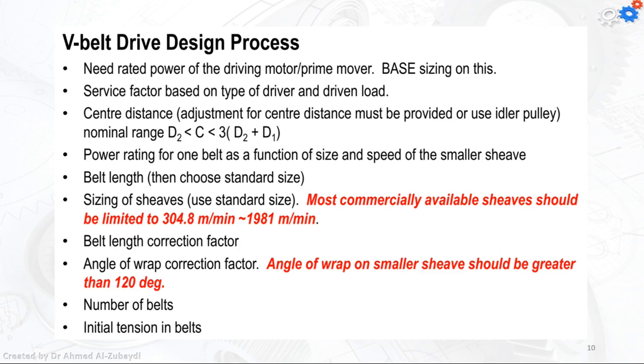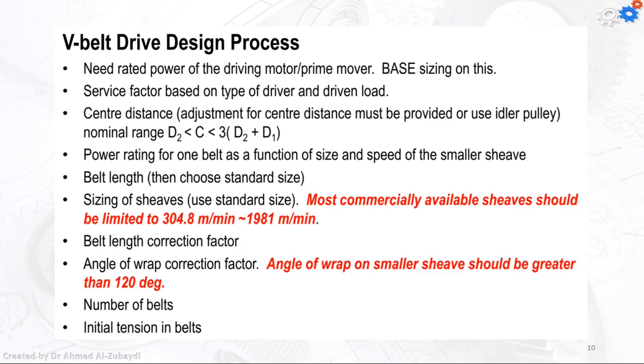Find the power rating for one of the belts as a function of the size and speed of the smallest sheave. Then find the belt length, then choose the standard size. Do the sizing of the sheaves, use the standard size, and the most commercially available sheaves should be limited to 304.8 meter per minute up to 1981 meter per minute.